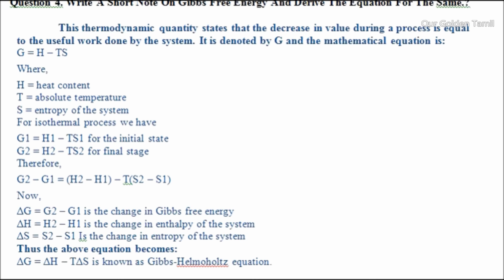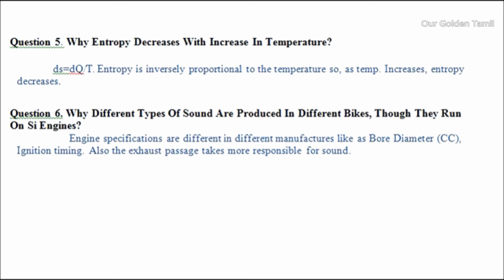Now, delta G equals G2 minus G1 is the change in Gibbs free energy. Delta H equals H2 minus H1 is the change in enthalpy of the system. Delta S equals S2 minus S1 is the change in entropy of the system. Thus the above equation becomes delta G equals delta H minus T delta S, known as the Gibbs-Helmholtz equation. Question 5. Why does entropy decrease with increase in temperature?